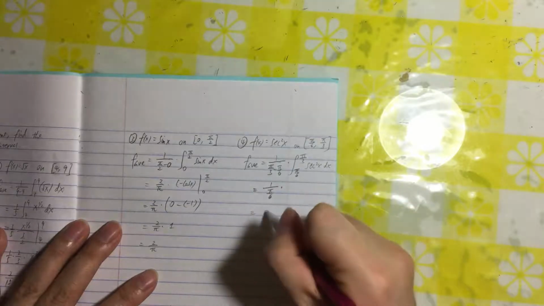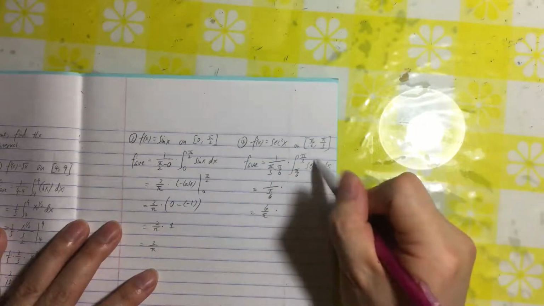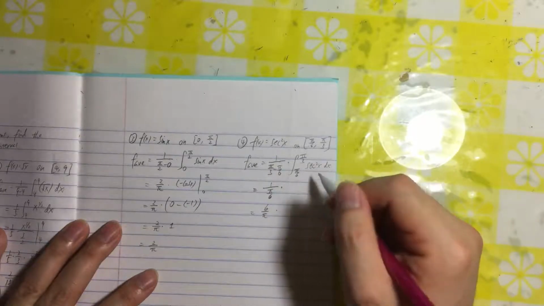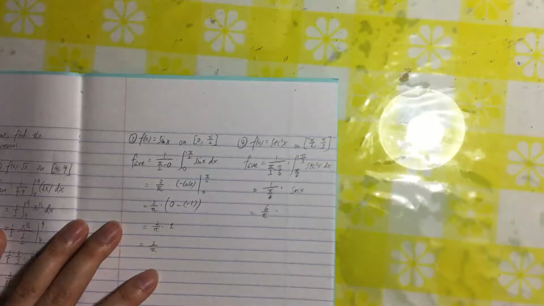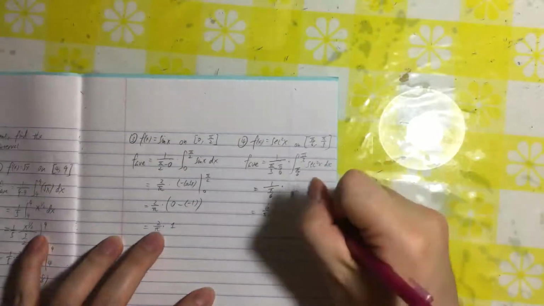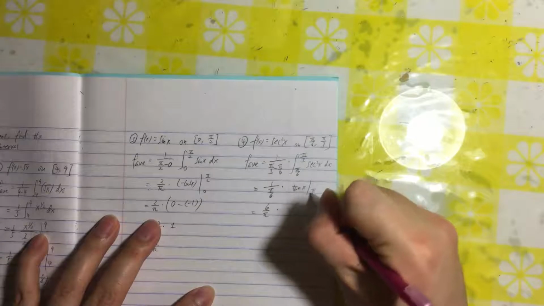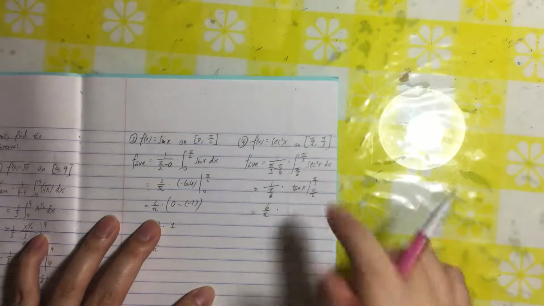And 1 over pi/6 is 6 over pi. Let me take care of this number first. Next, take the antiderivative of the function. For secant squared x, its antiderivative is tangent x. Then evaluate from pi/6 to pi/3.